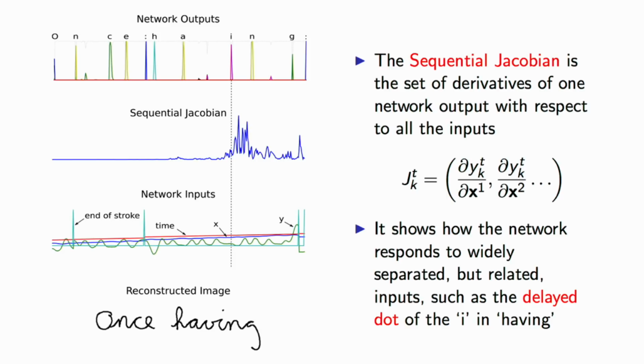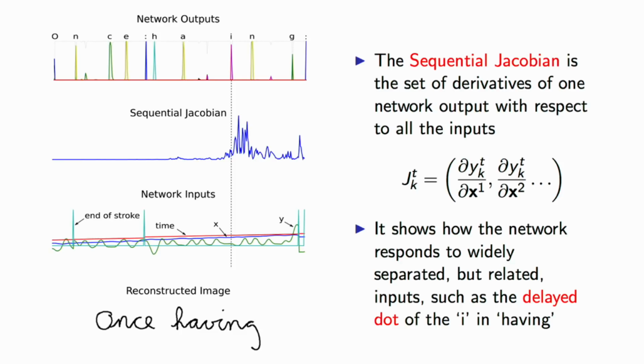The actual network inputs are represented in the next line up. Basically, there's an X and a Y. There's a time input, which isn't very interesting. It essentially just monotonically increases. There was some variance in the time delays between ticks. And then there's this end of stroke, which shows where they lift the pen off the paper.